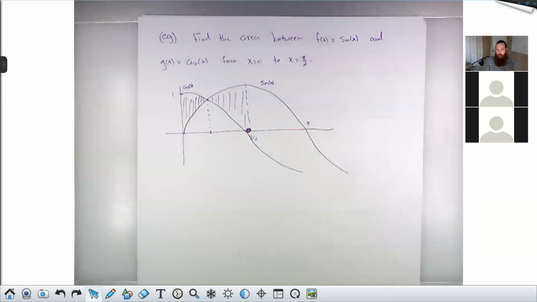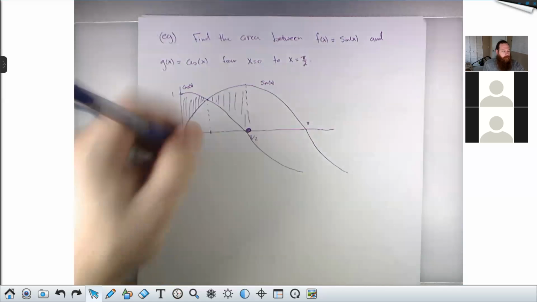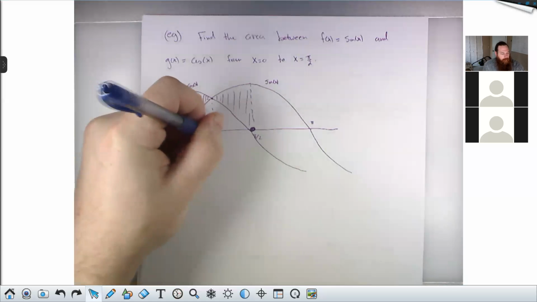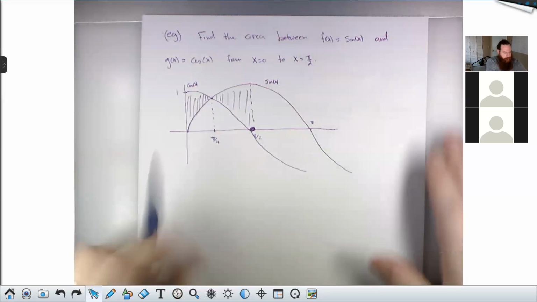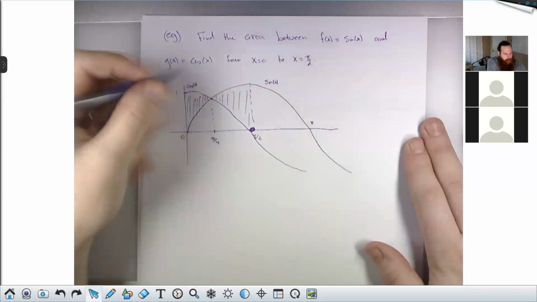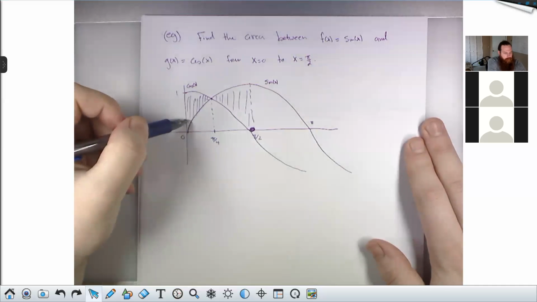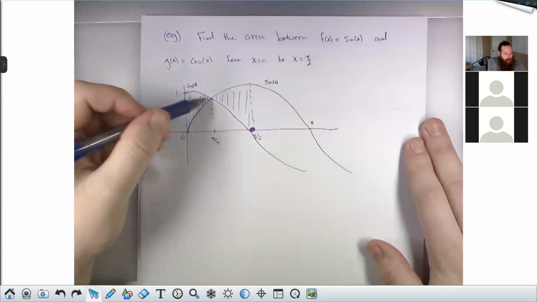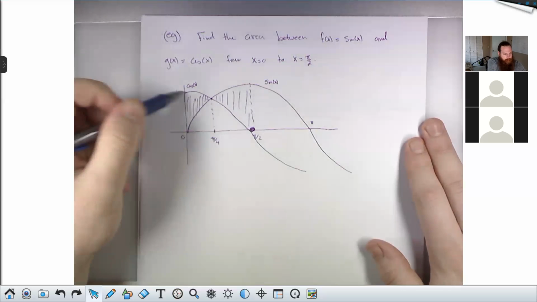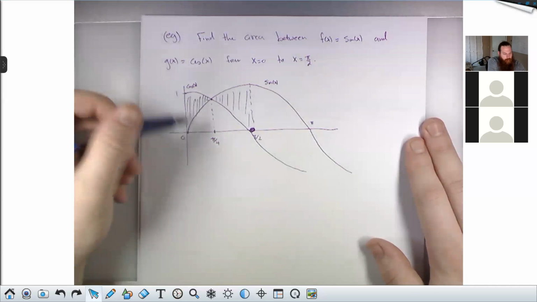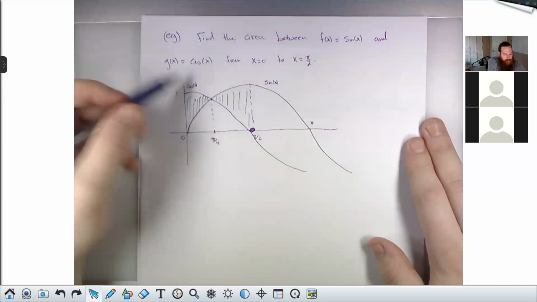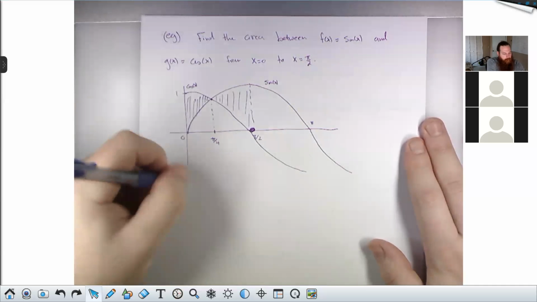We need to find this value where sine and cosine are equal between 0 and pi over 2. If you think about your unit circle, where sine and cosine are equal from 0 to pi over 2, that's got to be pi over 4. So in this first little chunk from 0 to pi over 4, cosine is above sine. So to find the shaded area here, I find all the area underneath the cosine graph, and then I subtract the area that's underneath the sine graph. In other words, I'll do the integral of cos x minus sine x from 0 to pi over 4.